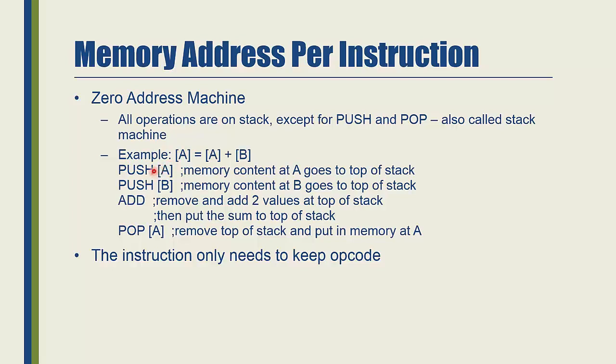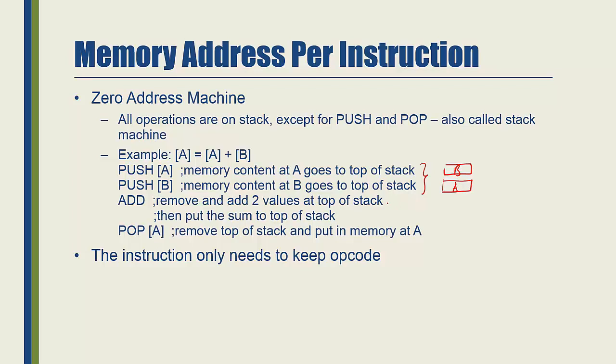First, we push A, value of A, onto the stack and push the value of B next. So on the stack now, we have two values, A and B. And the next instruction in the stack operation is add, which means we add the two top values on the stack. In this case, it's only A and B.